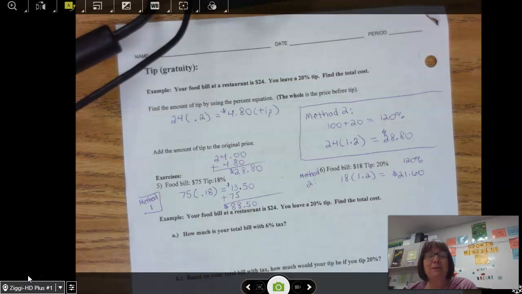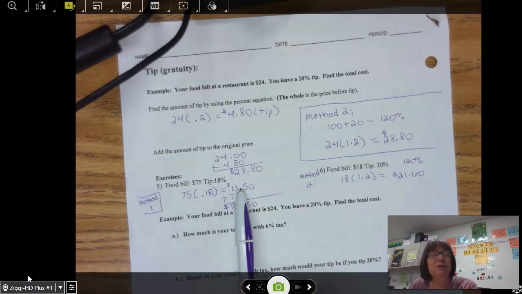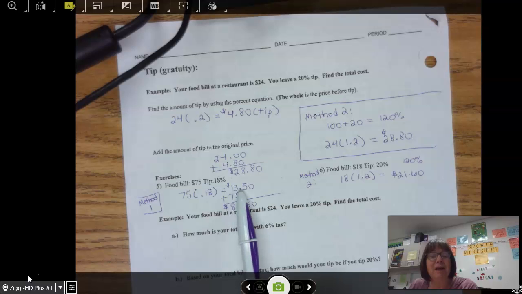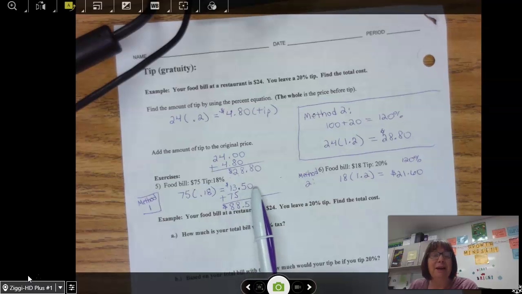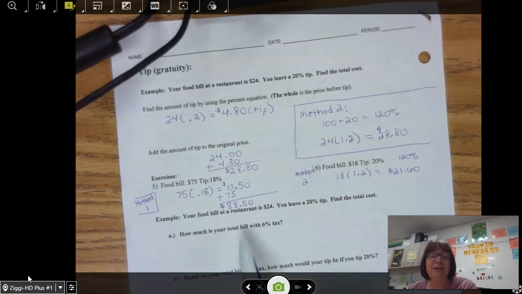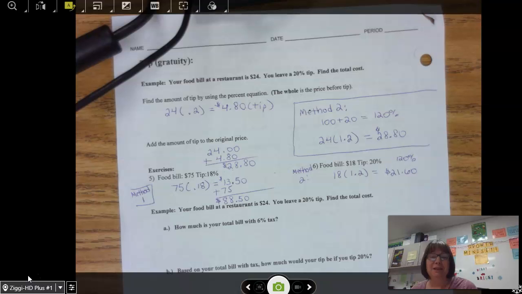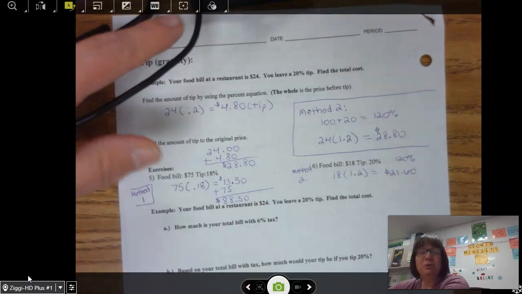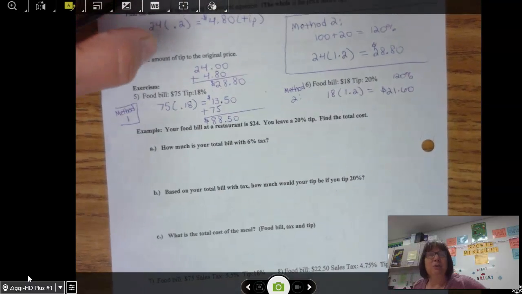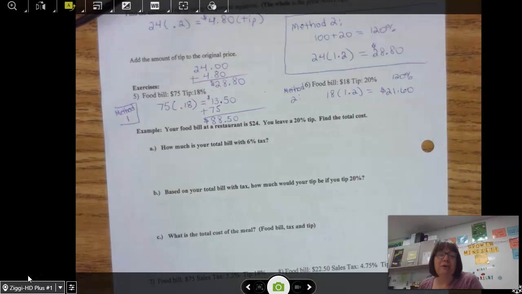But where method 1 comes in handy is sometimes a question will just ask you to find what was the tax or what was the tip. And then easily on number 5 I can look and say, oh, the tip was $13.50. But altogether I paid $88.50. Okay, so that's when method 1 really comes in handy. If they just want you to find the total bill, method 2 would be a quicker and more efficient way of doing that. So let's work through this one.